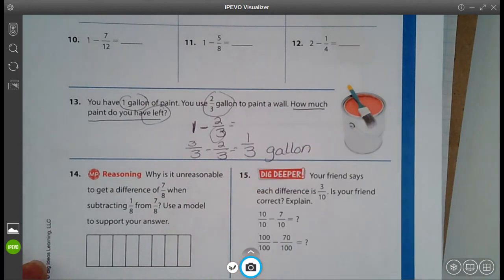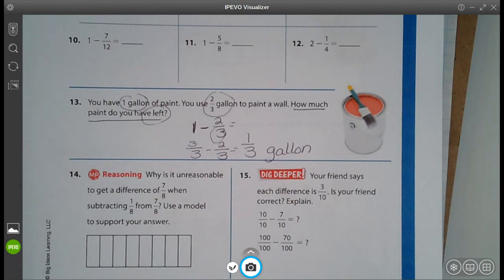All right, like I said, boys and girls, this lesson is just like what we did last Friday. It's pretty straightforward. If you need to, go back and watch the video again if you get stuck.